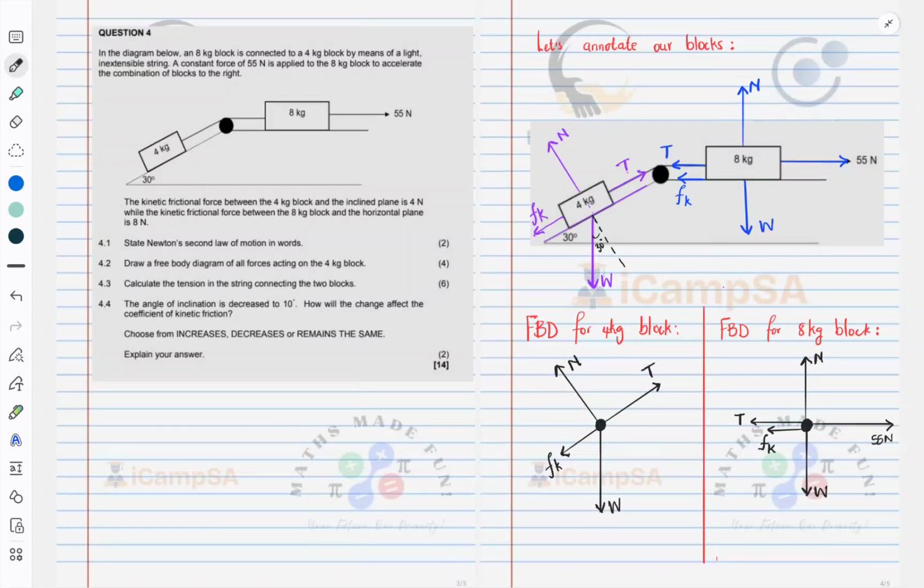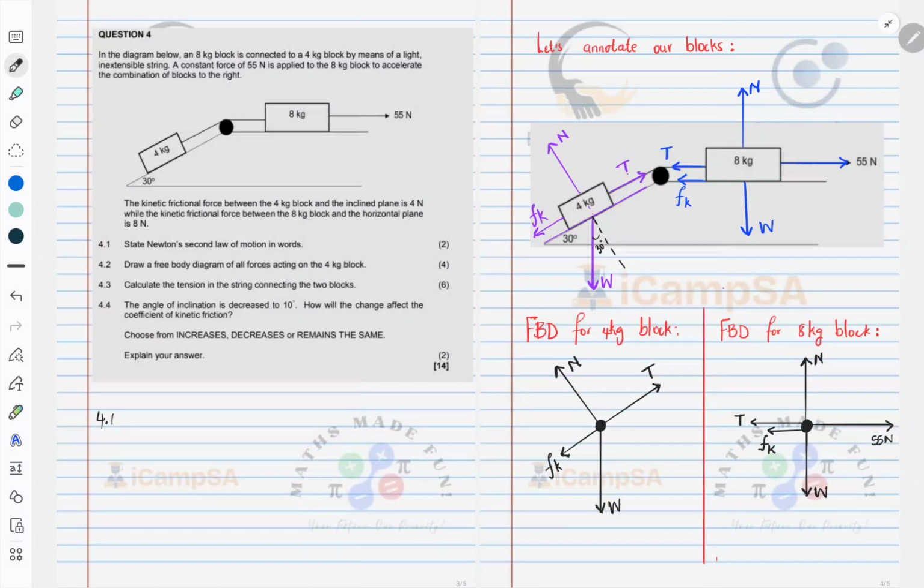Okay, so let's start answering. Now 4.1. So this means now you understand the overall problem, what's happening, what are the forces involved, and so on and so forth. Okay, so we are asked to state Newton's second law of motion in words. Remember what I always say, you just have to go to your list of definitions 2 to 3 days before any test or exam, even 1 day if you can, and then you memorize all of them. The ones that you still haven't memorized, because some of them you will memorize during the course of the year or that term, right? But some of them you would have to remind yourself.